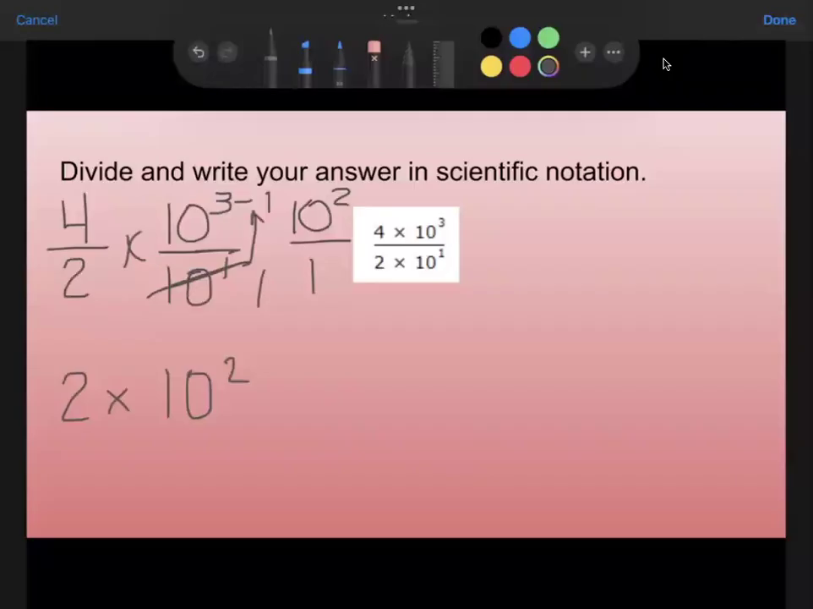So now we just need to check to see if this is already in scientific notation, and it is. The way that I know it is because I only have one digit that represents a whole number. So the final answer to this would be 2 times 10 to the second.